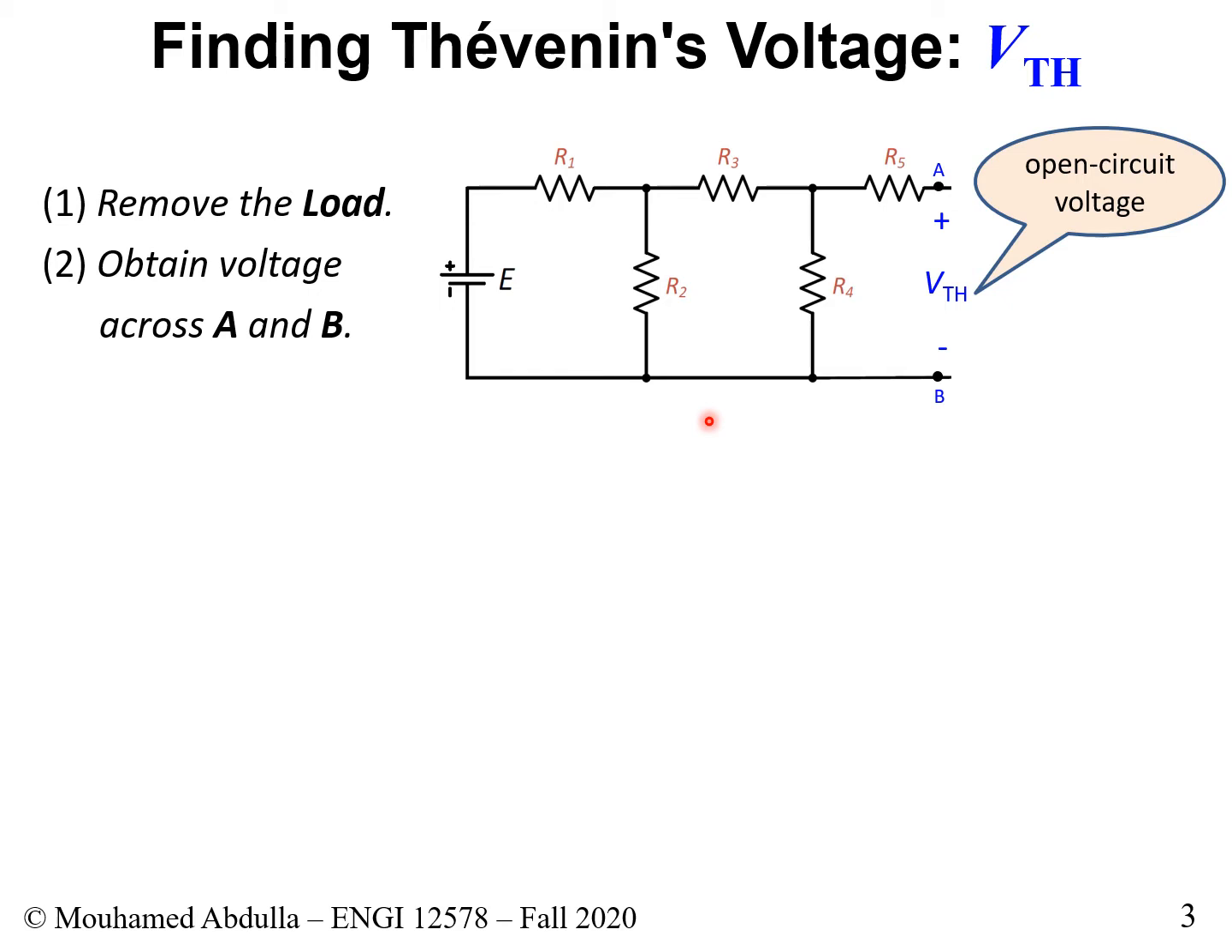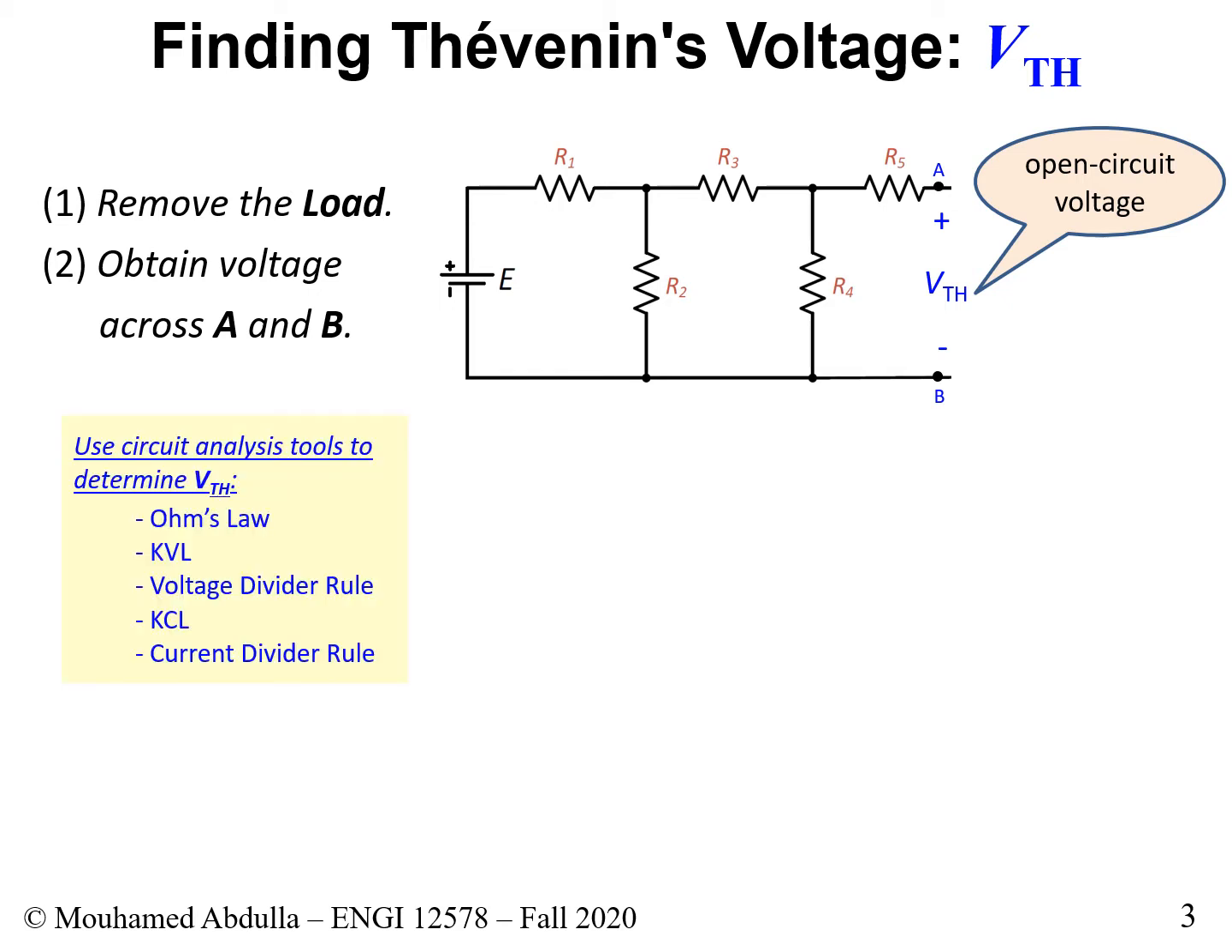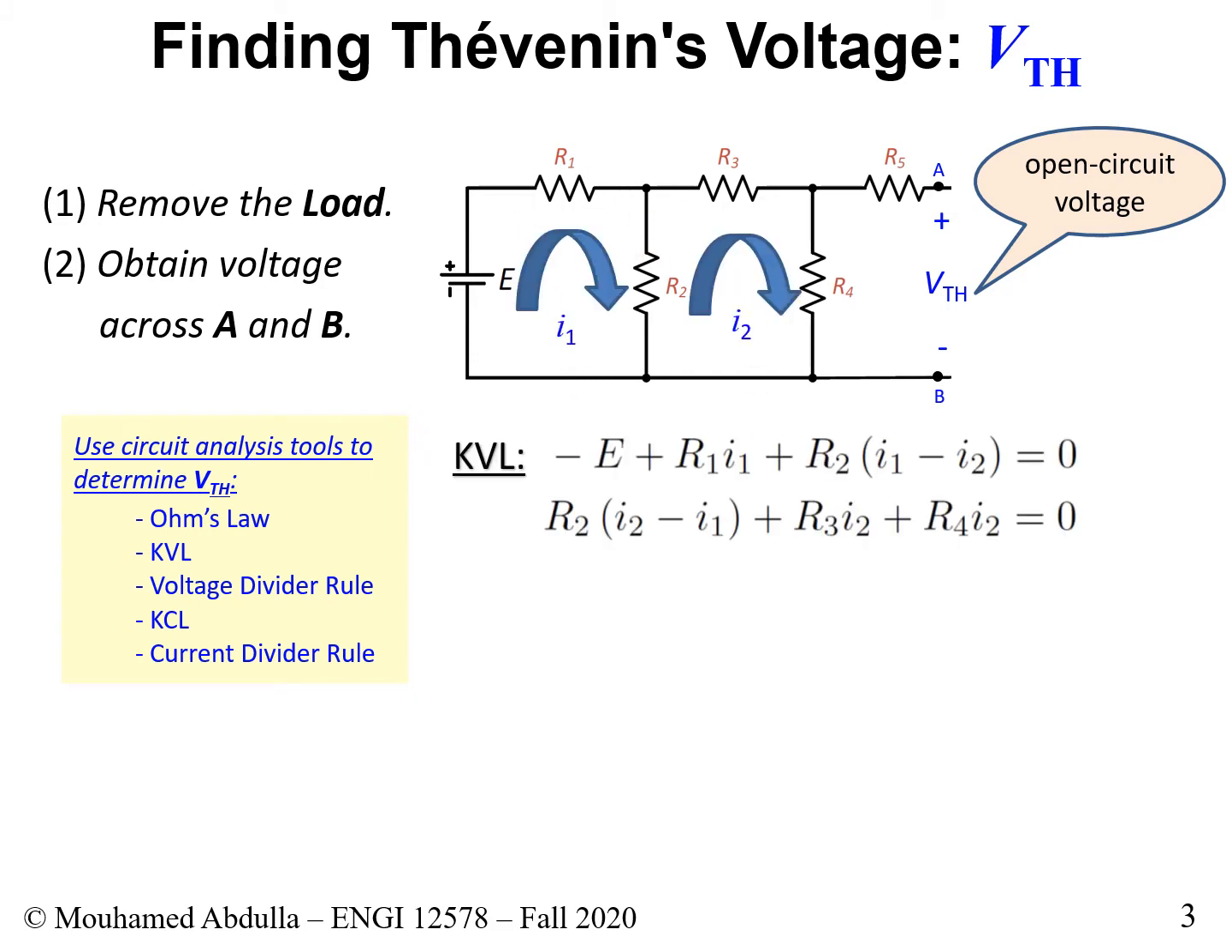We could use some of the techniques that we saw previously: Ohm's law, KVL, the voltage divider rule, KCL, and the current divider rule. If you want a refresher, you could always go back to the previous lectures, from lecture 1 to lecture 6, where we discussed some of these topics. So let's try to do this. What we could do is look at the loops. We see two loops. We could just write the KVL for each loop.